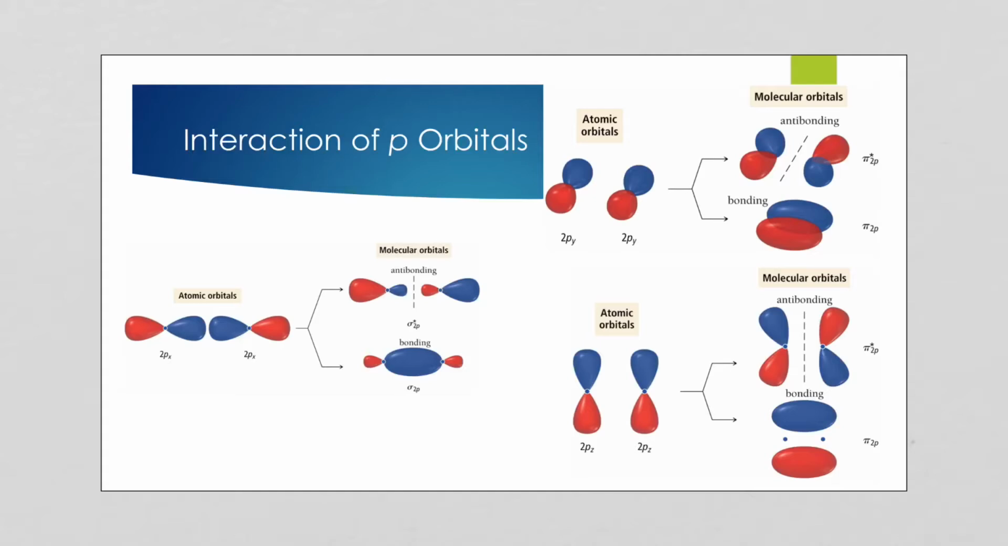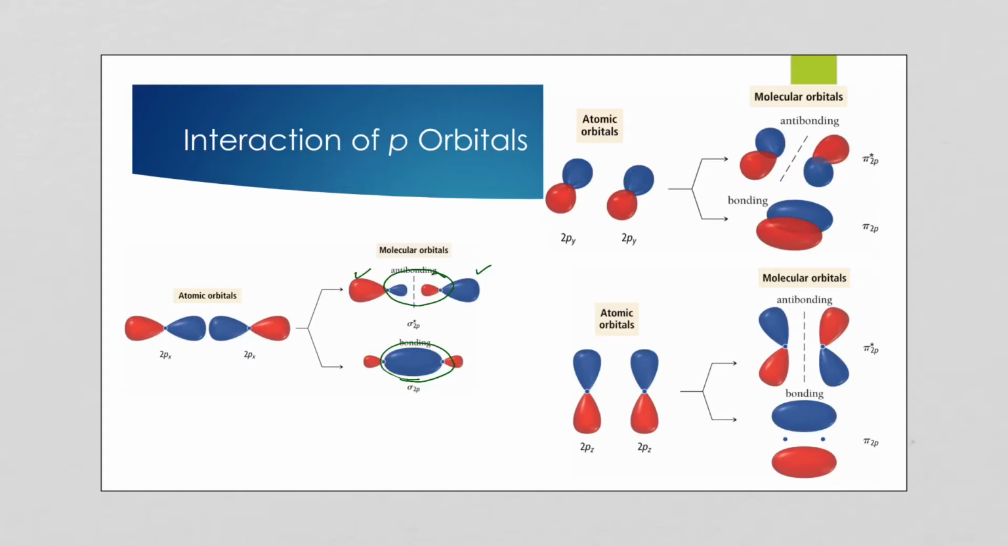Now, this is similar to what we saw with the s orbitals, right? We form a stabilized bonding orbital, which we call the sigma 2p, that has a lot of density here along the bonding axis. We form a destabilizing or higher energy antibonding sigma star 2p that shows the electron density is outside the bonding, right? Now, what about the other 2p orbitals?